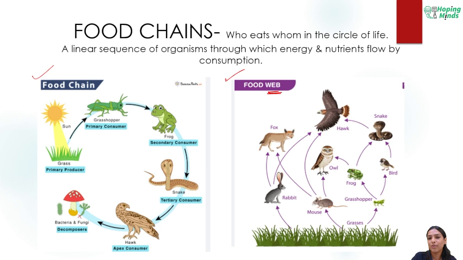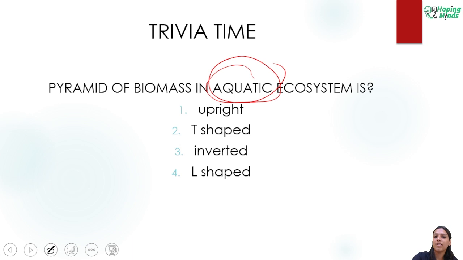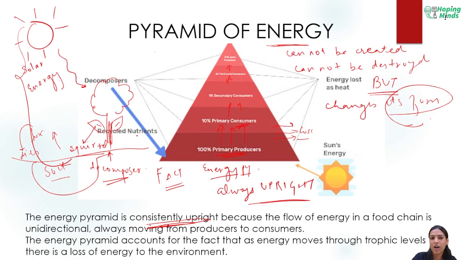A linear sequence of organisms through which energy and nutrients flow by consumption. Now, all this energy flow that I talked about, how does this happen? Why is the squirrel eating the plant? Why is the fox eating the squirrel? Why is the plant trapping solar energy? Why is the fox dying to the decomposer? It is as simple as this: the answer is they all form a food chain.